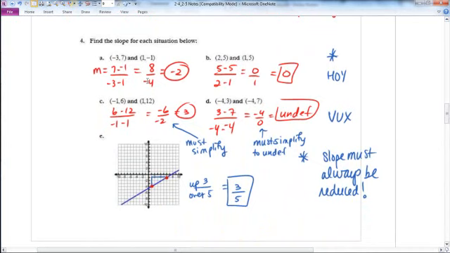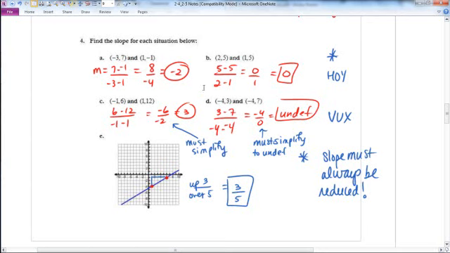In part A, I get 8 over -4. If you subtracted the points in the other direction, you would have gotten -8 over +4. Either way, this still reduces to -2. All answers must be simplified. So if we look at part C, you cannot leave it as negative over negative. You must simplify. The fraction must be reduced.